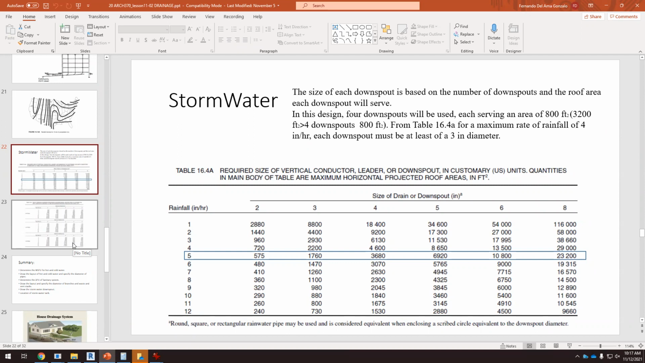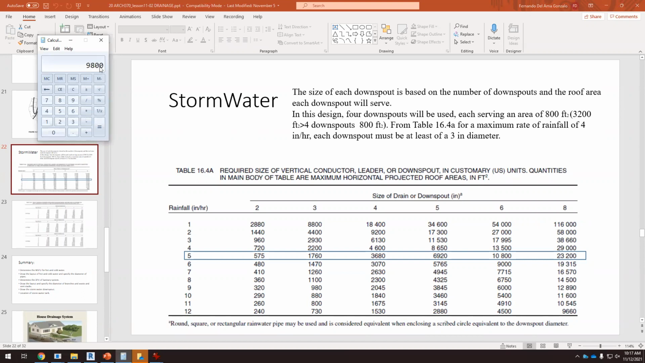Okay, so we divide our roof into 1,000 square feet different sectors, and then we have a downspout. If we do that in big buildings like this one, okay, we have a 10,000 square feet roof, and we would need like 10 downspouts. I think it's too much, okay? So what can we do? So let's take a look at this table and let's try to understand what this table means.